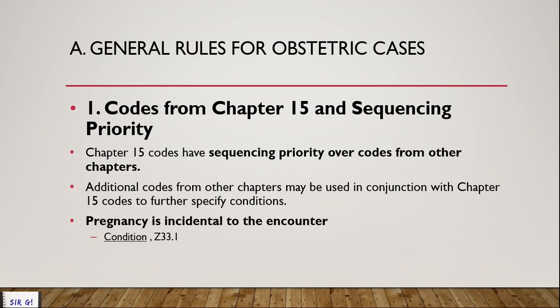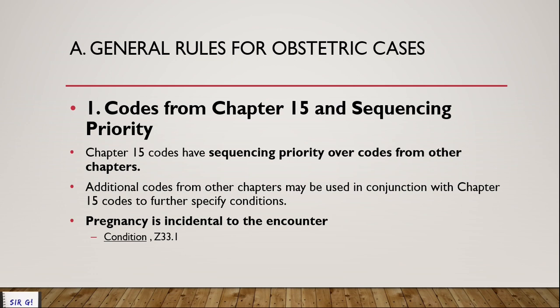Now, let's start with the general guidelines or general rules for obstetric cases. Codes from chapter 15 and sequencing priority. Okay, guys, when you ride a public bus or public transport, a pregnant woman is always a priority. Even in a line, for example, when buying food at a fast food restaurant, a pregnant woman should always be a priority because she is pregnant, correct? In all aspects, in public places, the pregnant woman should always be a priority.